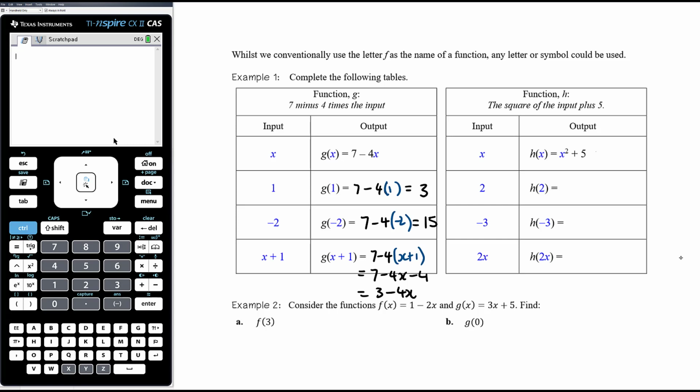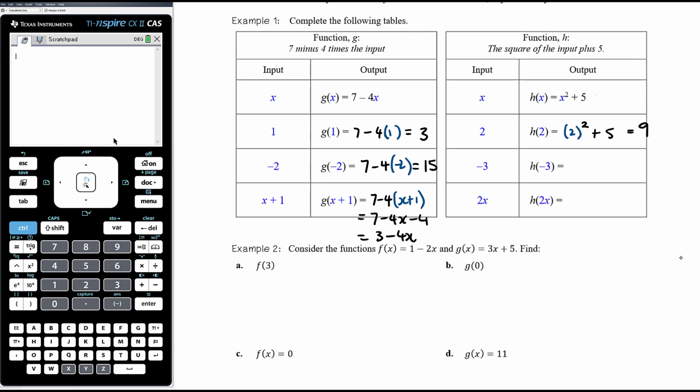If our input is 2, okay, we're doing h to 2, so we are squaring 2 and adding 5. Okay, so we're going to get 2 squared plus 5, which is 4 plus 5, which is 9. So h of 2 is equal to 9. When the input is 2, the output is 9. When x is 2, y is 9. The graph of h would go through the point 2, 9. All of those things say the same thing.